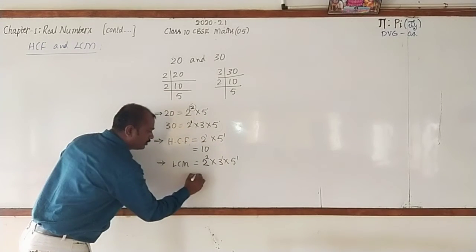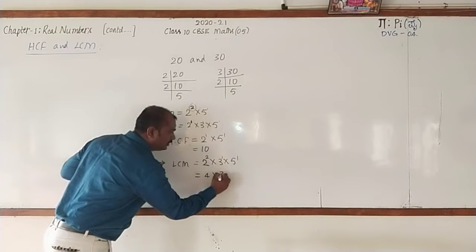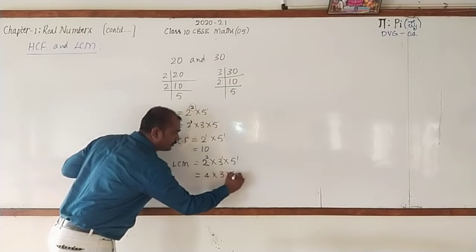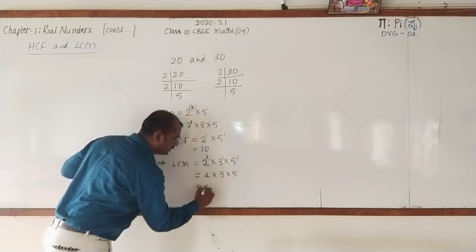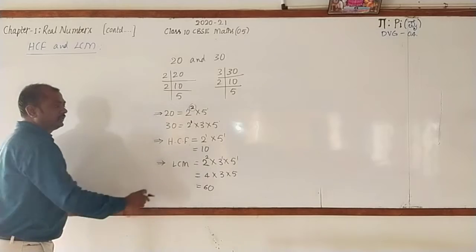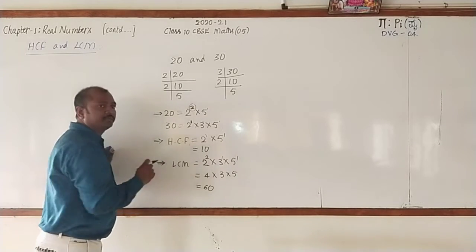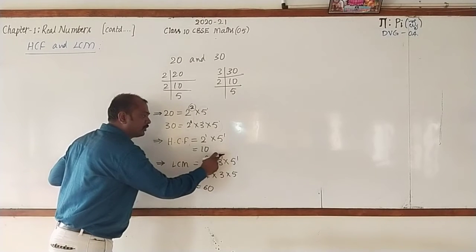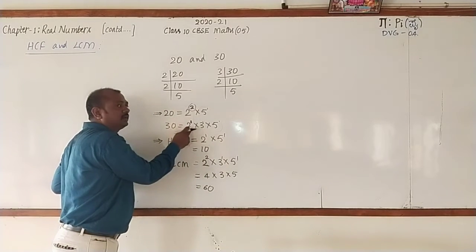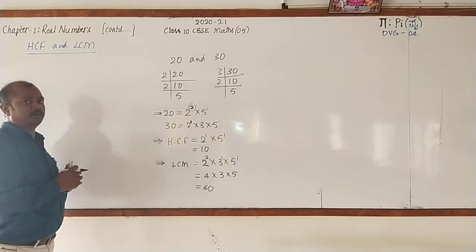It is 1. What is 2 square? It is 4. 3 raised to the power 1? 3. 5 raised to the power 1? 5. Then 4 threes are 12. 12 fives are? It is 60. Therefore, LCM is 60. Hence, you can define LCM as the product of the greatest power of each prime factor, not only common, each prime factor involved in the numbers.